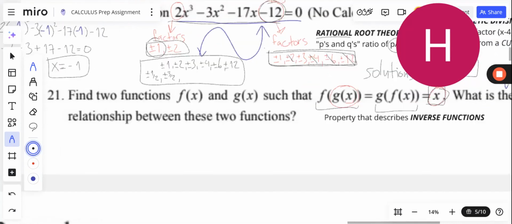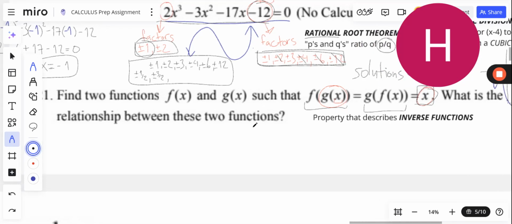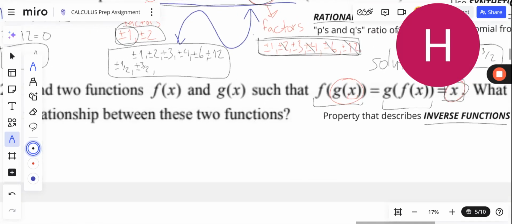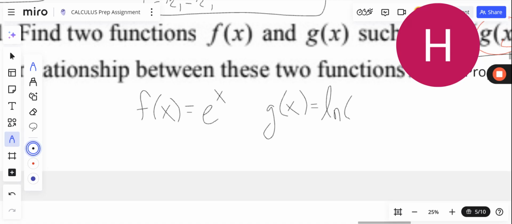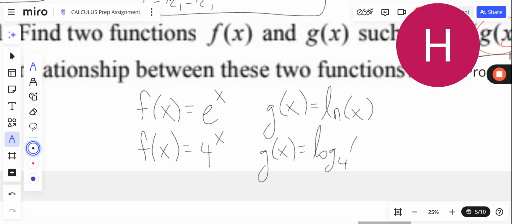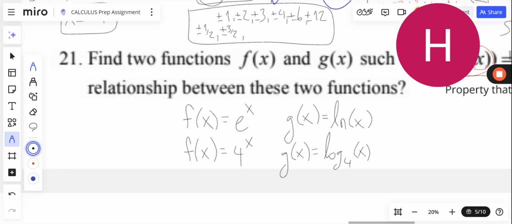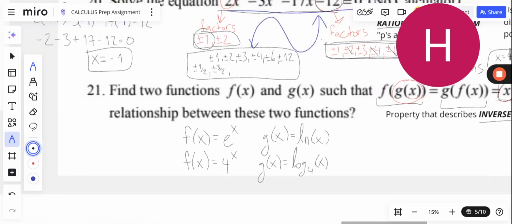So it's saying, what is the relationship between these two functions? They are inverse functions. And I can give you some nice examples. If we take f of x equals e to the x, our inverse function would be the natural logarithm of x. Or if I had some other base, like let's say 4 to the x, then my g of x for the inverse function would be a log base 4 of x. There are other examples with inverses, but I think that covers it for now.